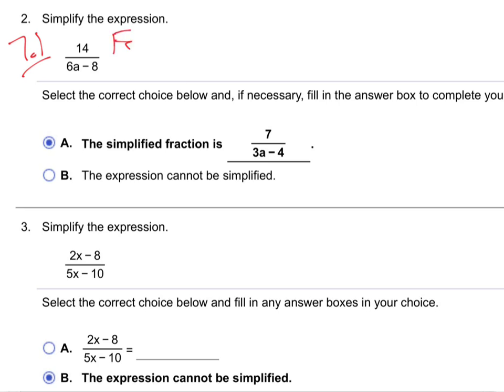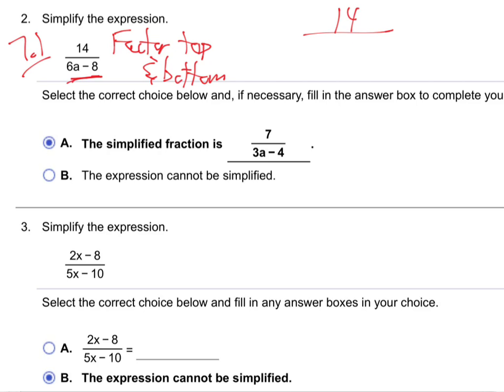You factor top and bottom, possibly, if they both need it. So the top is just 14. There's nothing going on there. But how do I factor 6a minus 8? How do I factor that denominator? So factor it. So think about factoring.